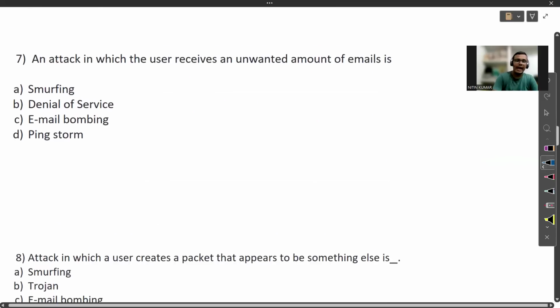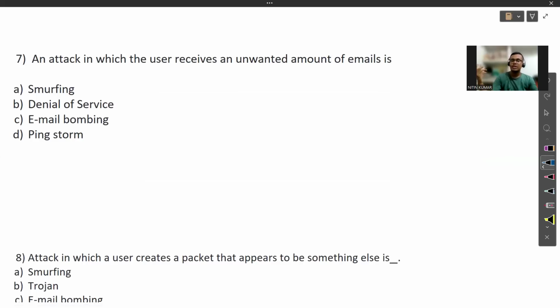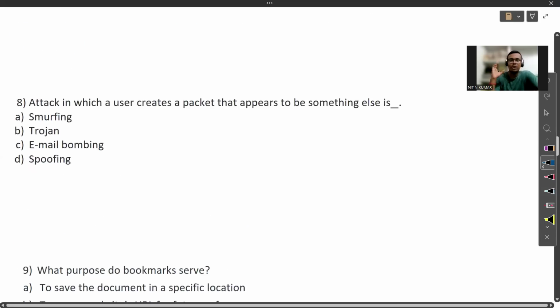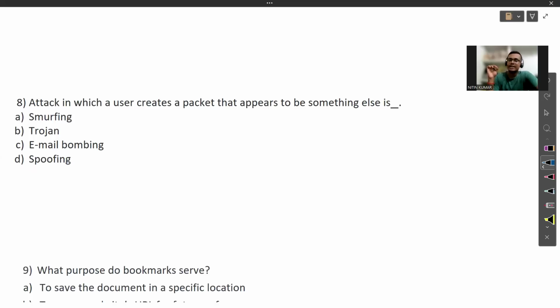The next problem is about an attack in which the user receives an unwanted amount of email. It is very simple. Unwanted amounts of email you receive from spamming websites or anything like that is called email bombing. A very simple term. Now the next problem, again an important networking problem: an attack in which a user creates packets that appear to be something else. There can be multiple kinds of attacks, and he is asking which attack creates a packet that appears to be something else. It is called spoofing.